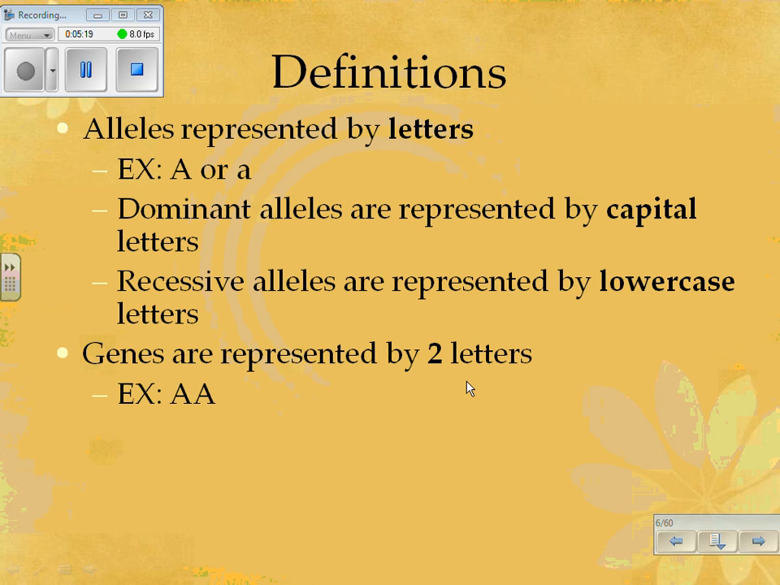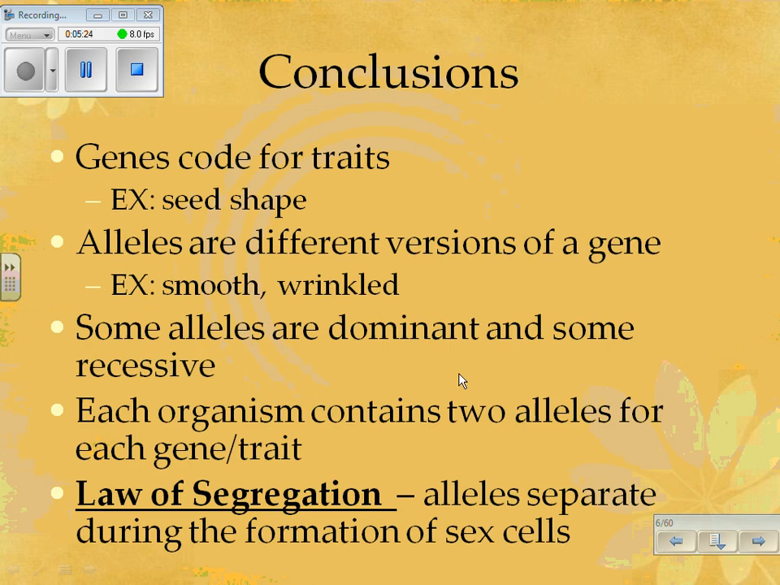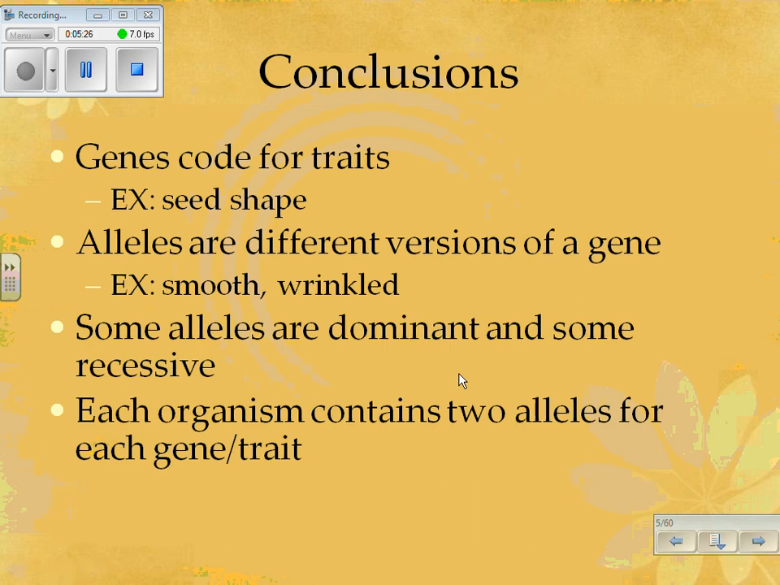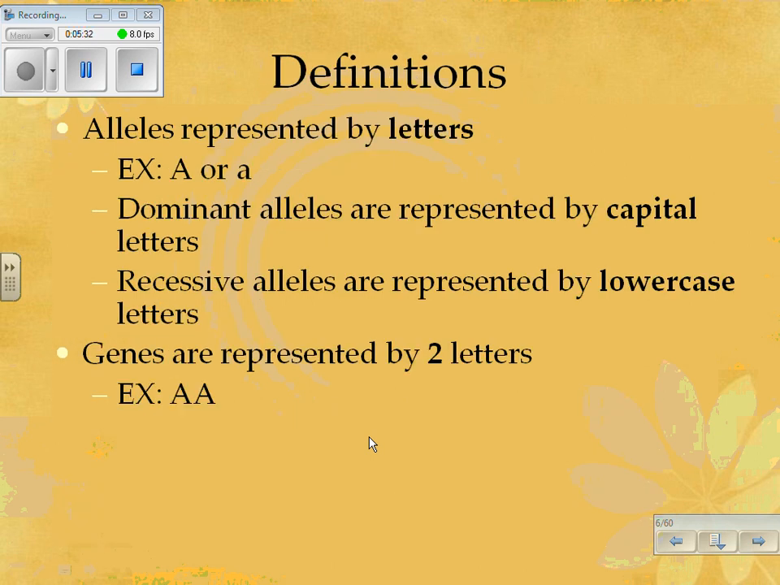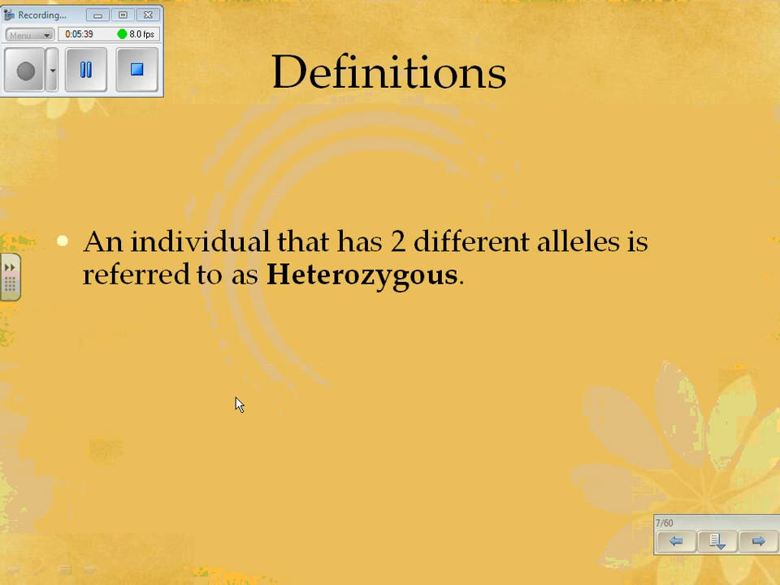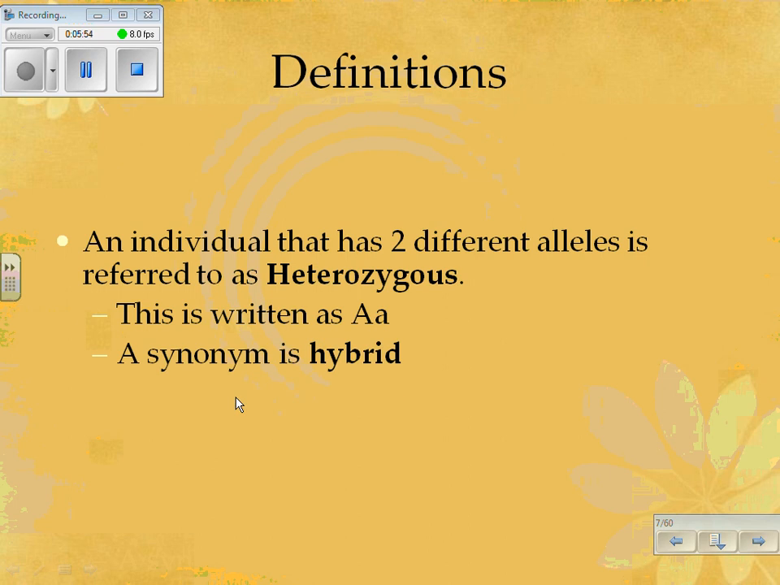Now that we've figured out what's going to be dominant and what's going to be recessive, we also have to understand, again, back on the last slide, that each organism contains 2 alleles for each trait. Sometimes you're going to have 2 capital letters, sometimes 2 lowercase letters, and sometimes 1 of each. An individual that has 2 different alleles is said to be heterozygous. So if you were big A, little a, that's considered a heterozygous individual. Hetero meaning different. And that's also a synonym for a hybrid.